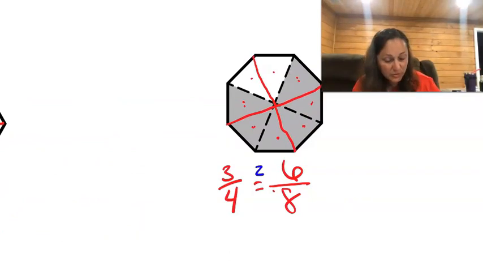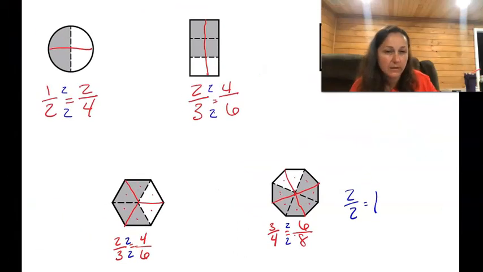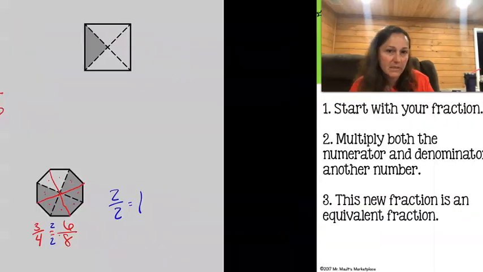4 times 2 is 8. So when I multiply by 2 over 2, 2 over 2 equals 1. Any number over itself equals 1. When I cut things in half, I make one piece into 2. That's why I'm multiplying by 2. All right, I see where you're going with this.